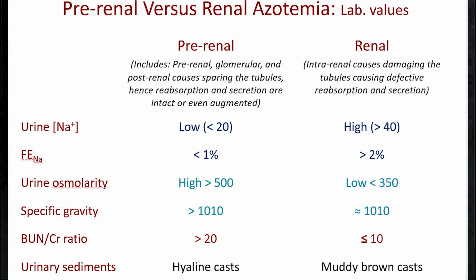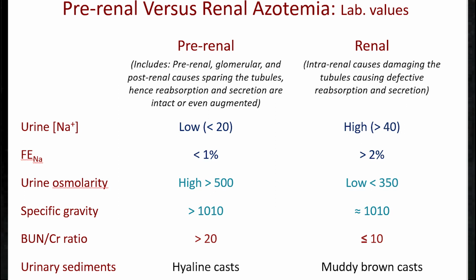So the pre-renal category actually includes the truly pre-renal, something before the kidney, and even some glomerular problems. We can consider the glomerulus as part of the blood, because actually the glomerulus is just capillaries inside Bowman's capsule, which is the first part of the nephron, and also the post-renal causes. What's common in this category? In this category, the common thing is the tubules are normal. And what's the function of tubules?